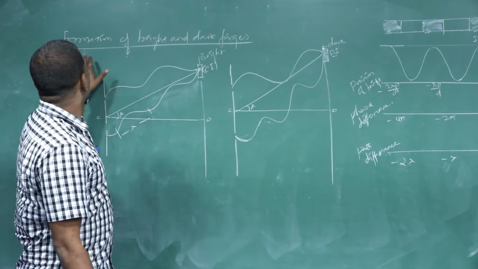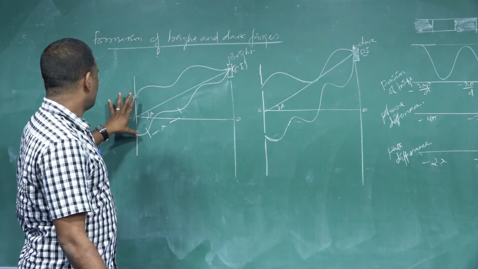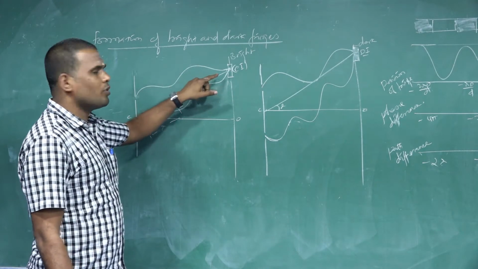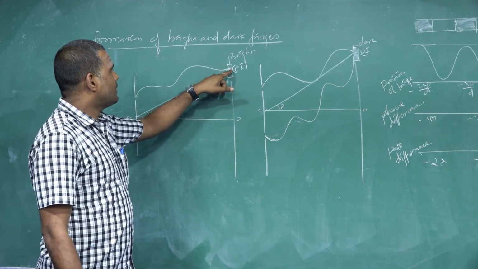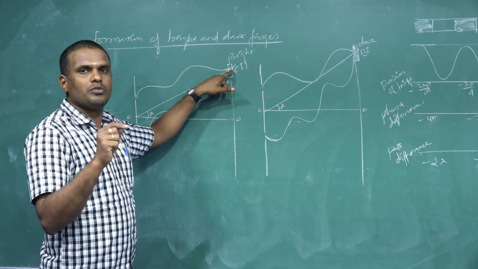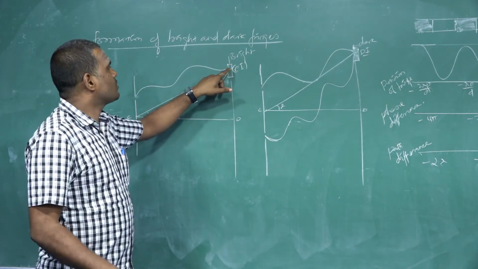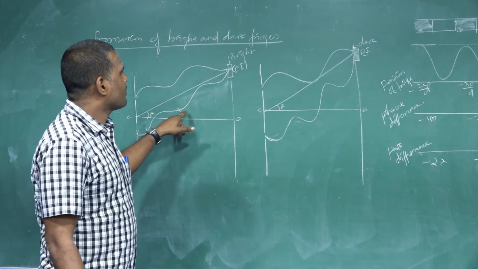Now we shall speak about the formation of bright and dark fringes. As we discussed earlier, when two waves superpose one over the other, when a crest meets a crest or a trough meets a trough, they arrive at the point in phase with each other. The path difference between the two waves will be equal to n lambda. So brightness will result, constructive interference takes place. That is shown in the diagram here.